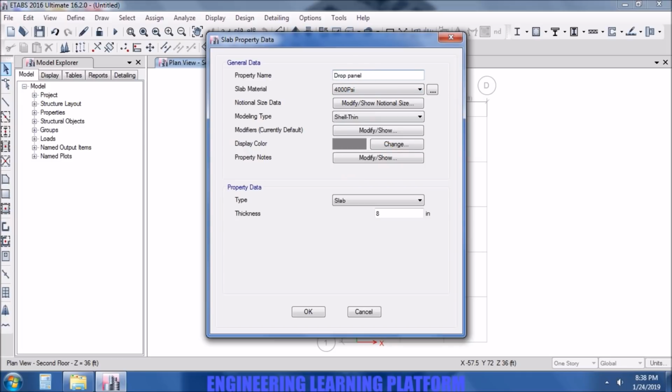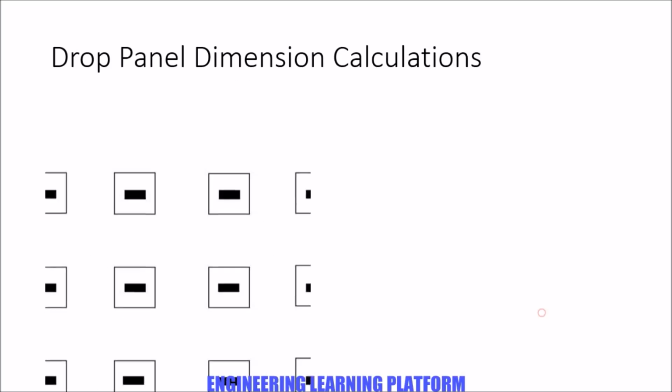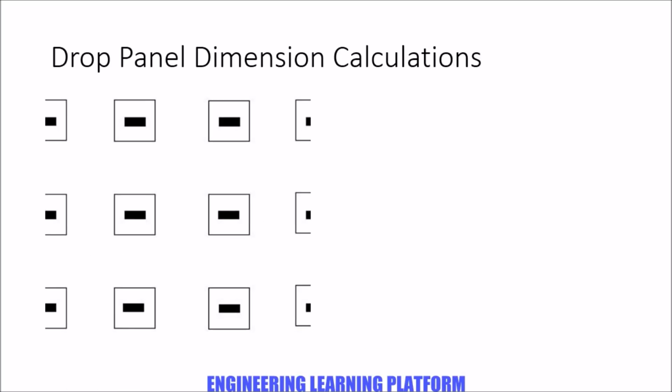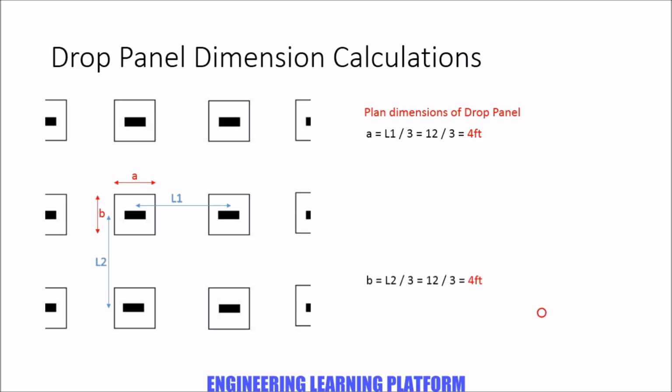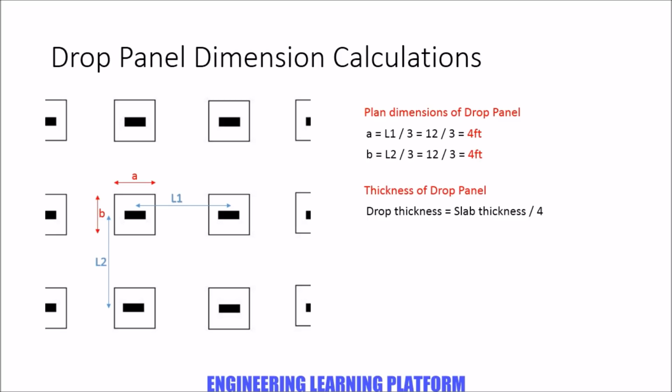Now we need to calculate the dimensions of the drop panel. The drop panel dimensions are A and B. Let's call A the dimension parallel to the span length L1, which is 12 feet in our case. So A is basically span length divided by 3, and B is also the span length parallel to that dimension divided by 3, which is 12 feet in our case in both directions. So the panel is 4 feet by 4 feet.